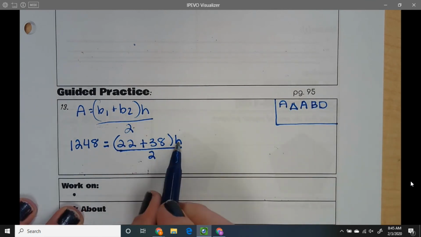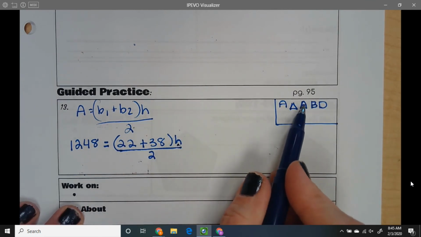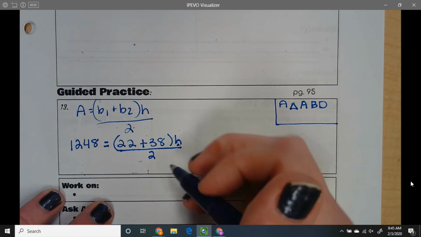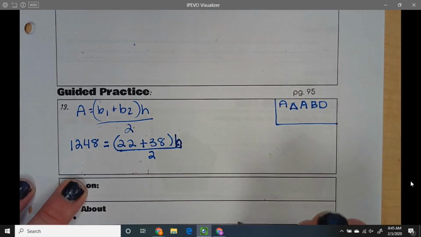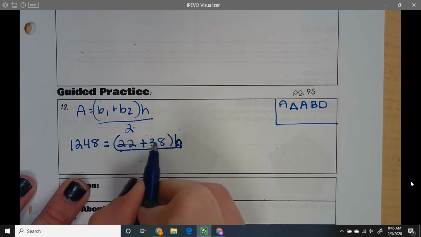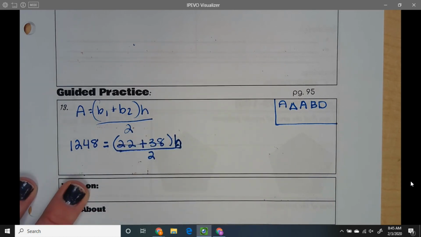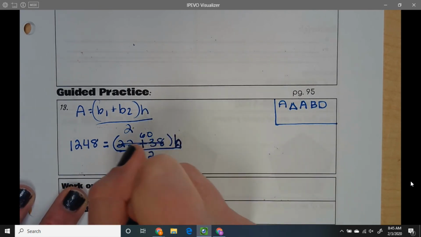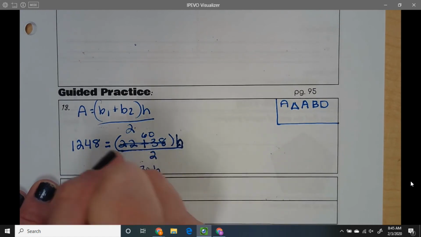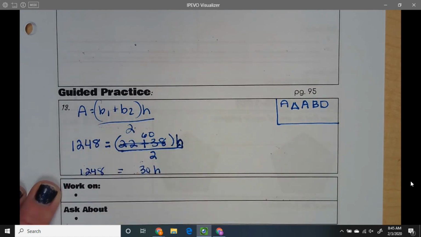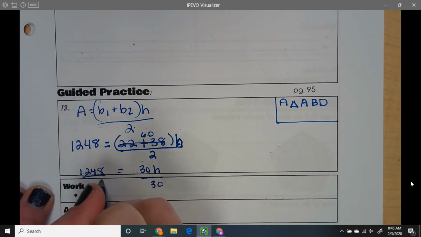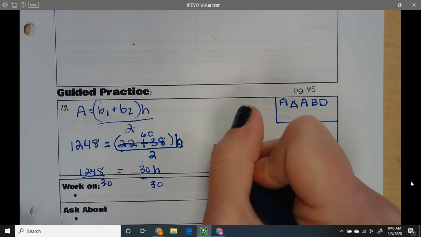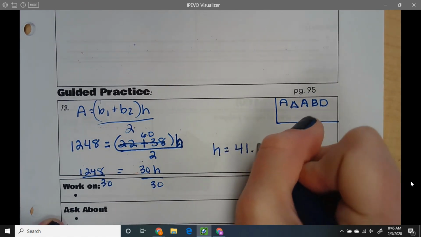Okay, so I can solve this to find the height, which I need to find the area of triangle ABD. Okay, this one is not a rectangle. A trapezoid is not a rectangle, so I can't just divide the total area by 2. That doesn't work. So I would need to add these two first. So 22 plus 38 is 60. And then 60 divided by 2 is 30h. So 1248 is equal to 30h. So I divide both of those by 30. And that would be the height is equal to 41 6/10.